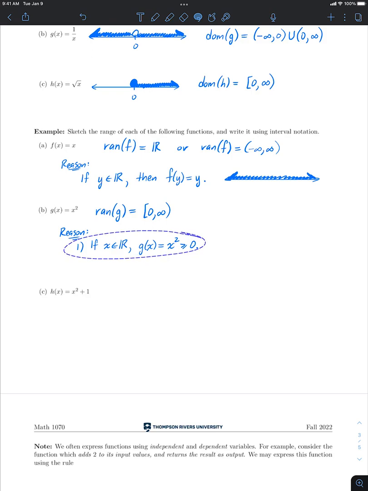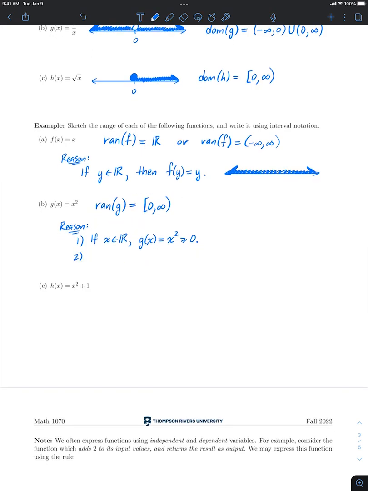Well, how do we know that we're going to get all the other numbers? Here's the rest of it. Let's start by saying, okay, we'll take y to be any number that's greater than or equal to 0. And my claim is that that will be in the range of g. So take any non-negative number y, and it will show up as an output value for the function g.